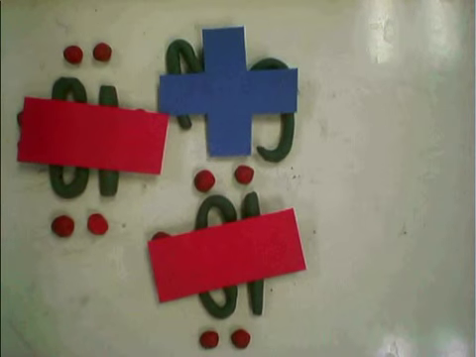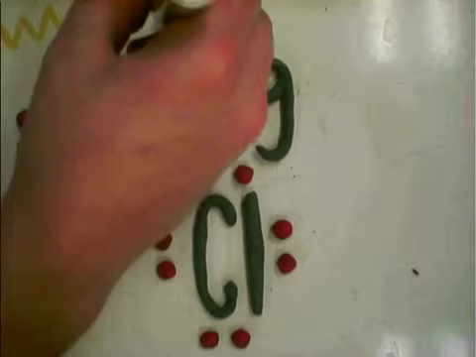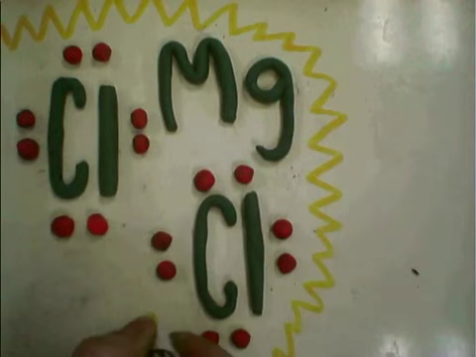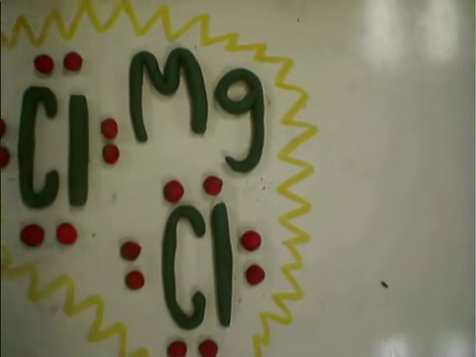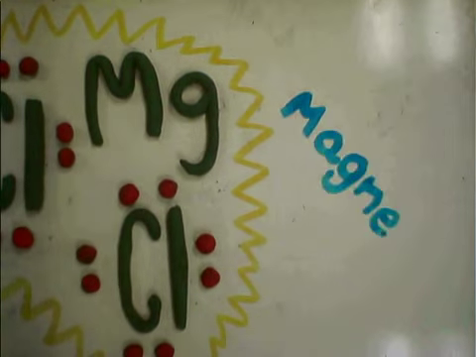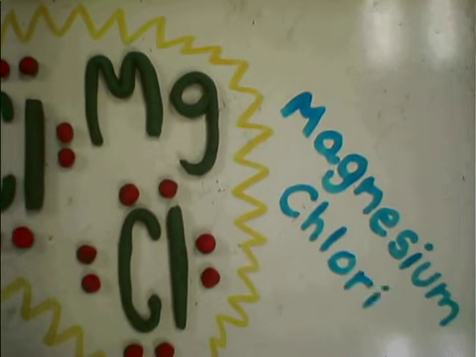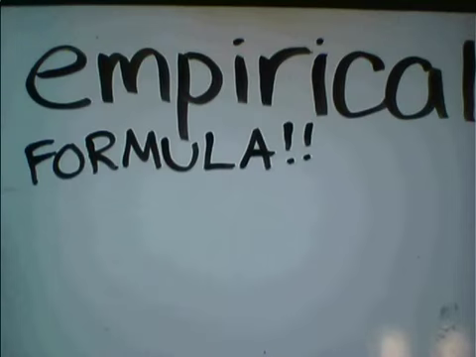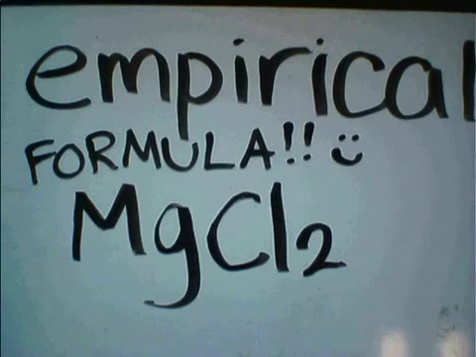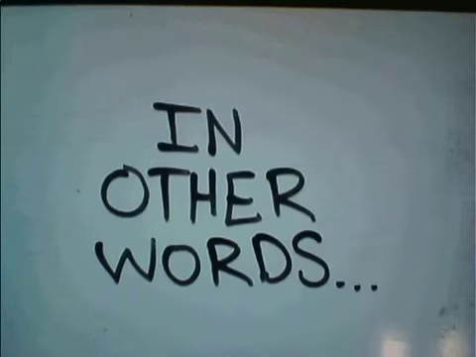Since opposites attract, magnesium bonds with the 2 chlorines in a process called ionic bonding. The result is, drumroll please, an ionic compound called magnesium chloride. We can shorten magnesium chloride by converting it to its empirical formula. What does this mean? It's the ratio of the atoms in the compound. For every 1 magnesium, there are 2 chlorines.